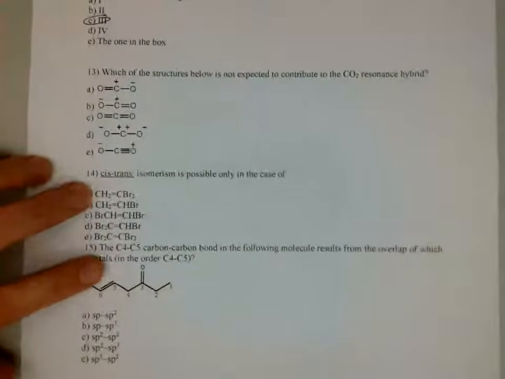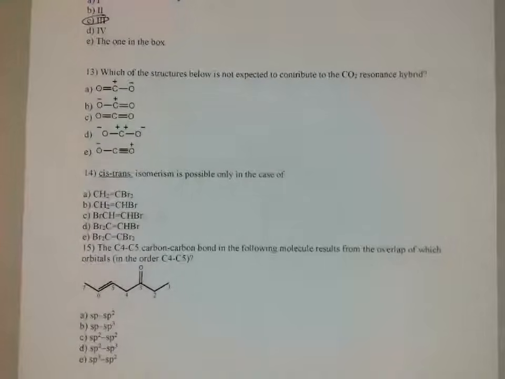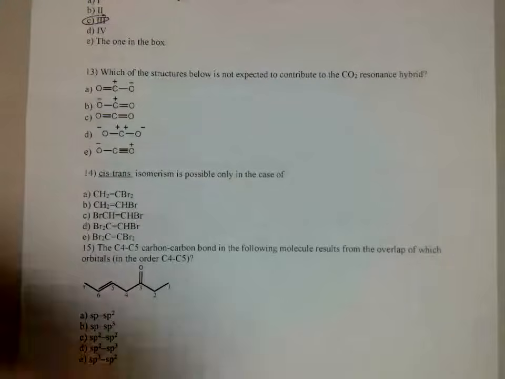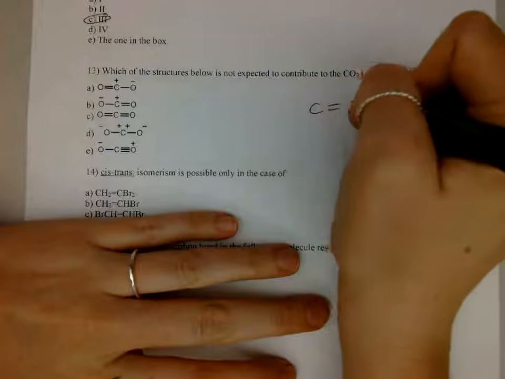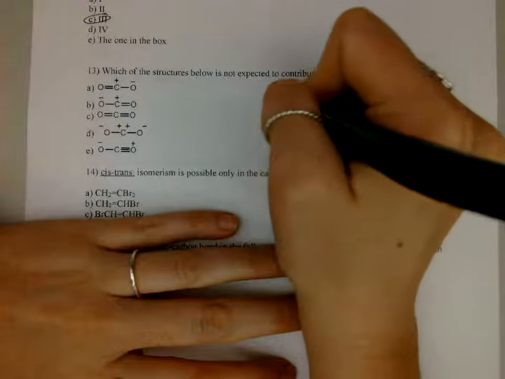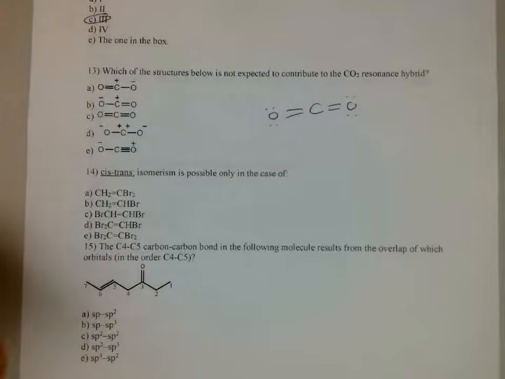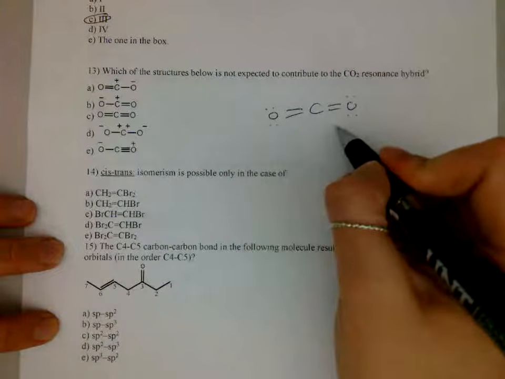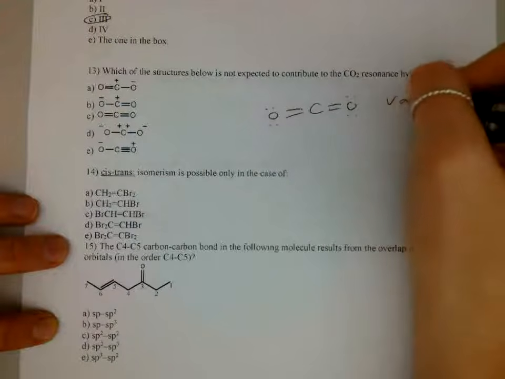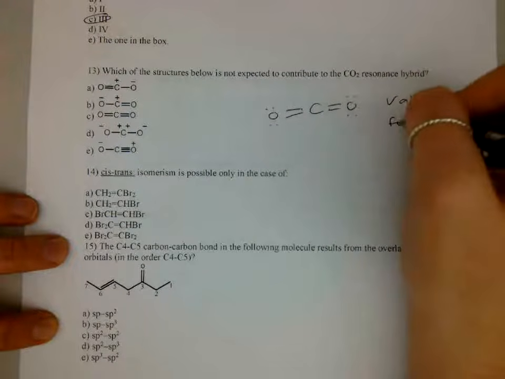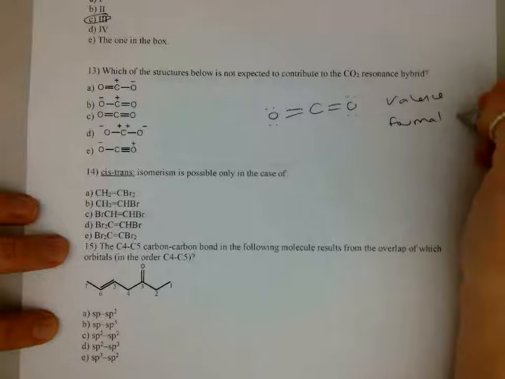Okay, similarly, which of the structures is not going to contribute to the CO2 resonance hybrid? So this is tough because you've got to know the CO2 Lewis structure. I have it handy off the top of my brain, but you can go through the steps I showed you before where you calculate the valence out, you put the lone pairs around it. But this is a very stable structure. All of our valence are filled. The formal charge is neutral. So that's a good structure.